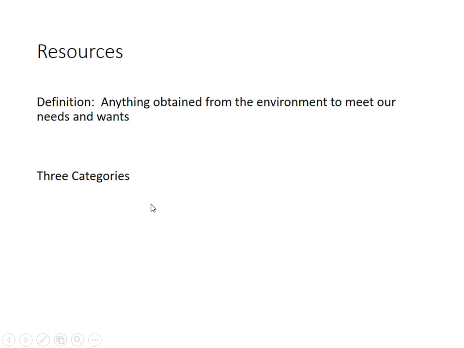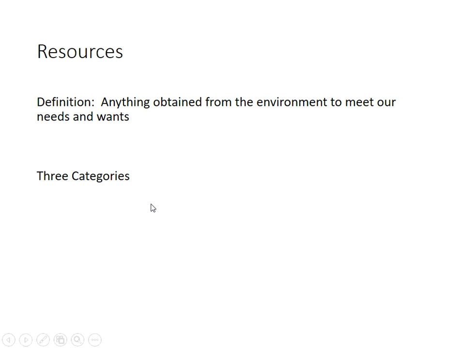Defining a resource is fairly straightforward. It's anything obtained from the environment that meets our needs and wants. So it's beyond survival. We certainly use resources today not only to survive, but to actually thrive. Some of these resources are pretty easy to access, water, for example. Others, on the other hand, require some technological ingenuity to access them and to use them.